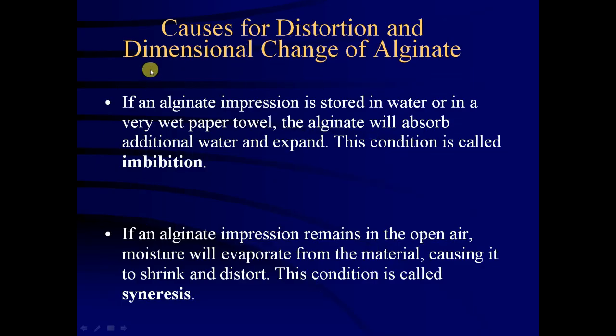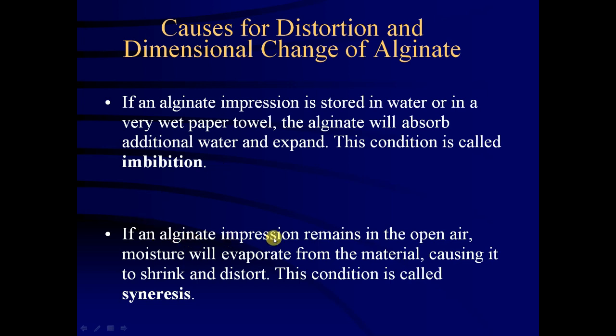Causes for distortion and dimensional change of the alginate. If an alginate impression is stored in water or in a very wet paper towel, the alginate will absorb additional water and expand. This condition is called imbibition. I have already discussed the term imbibition with you: any substance which absorbs water tends to expand. The terminology is known as imbibition.